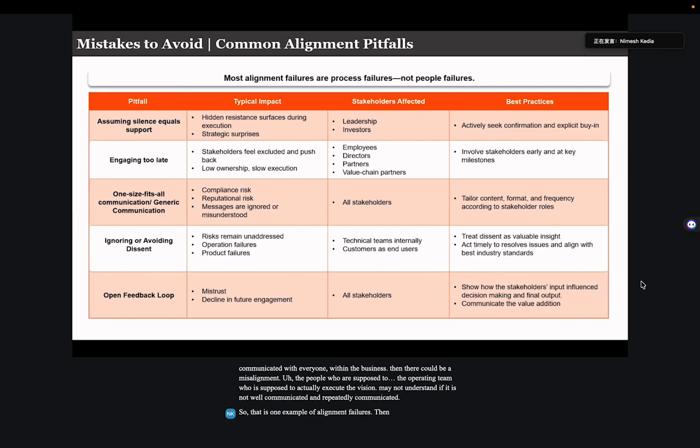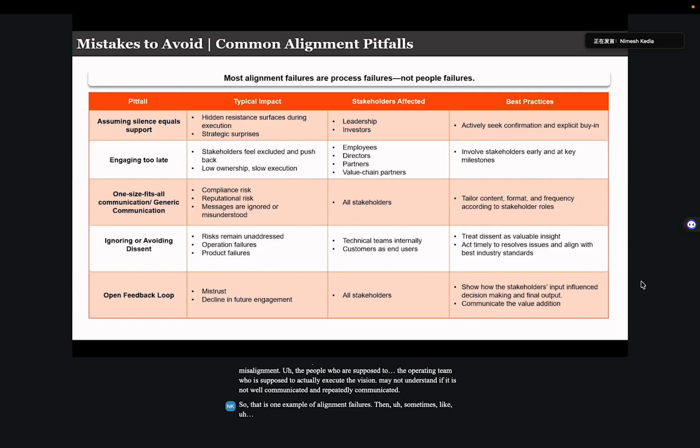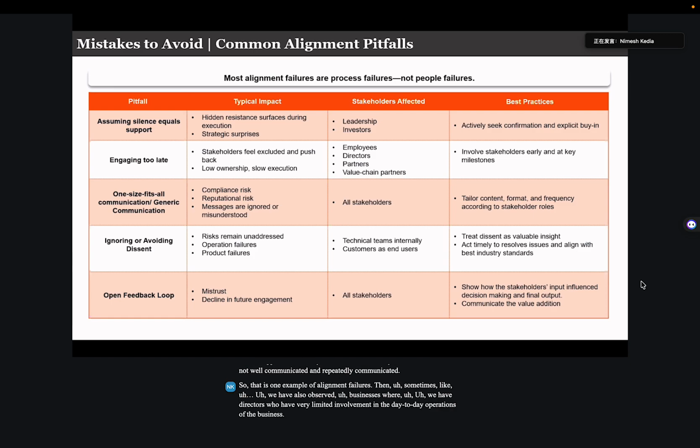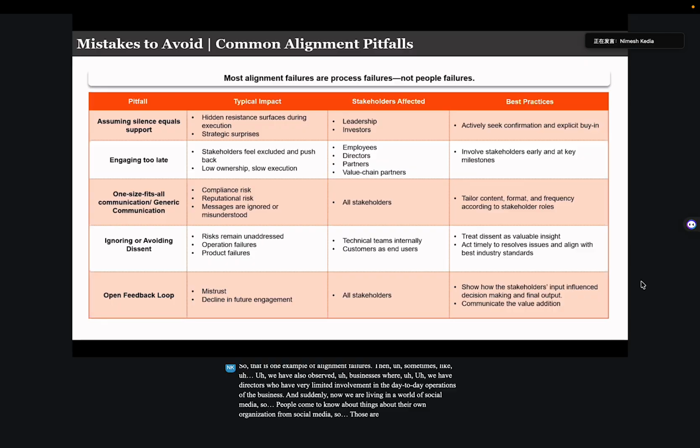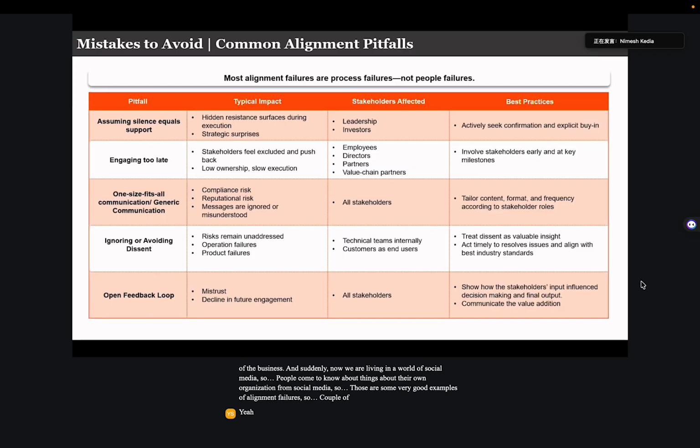Then sometimes we have also observed businesses where we have directors who have very limited involvement in the day-to-day operations of the business, and suddenly now we are living in a world of social media, so people come to know about things about their own organization from social media. So those are some very good examples of alignment failures. A couple of things to add there.